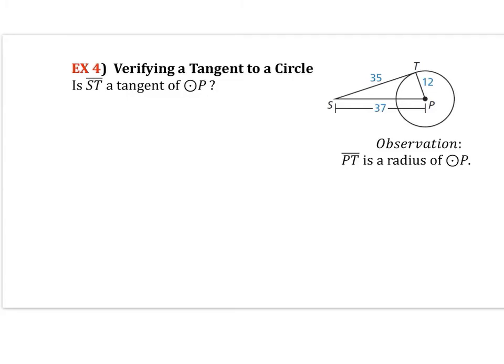So let's make an observation. We can conclude that segment PT is the radius to circle P.